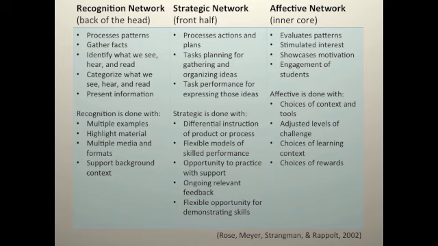Strategic network is located in the front half of the brain. In this area, actions and plans are processed. Strategic is activated with differential instruction of product or process.